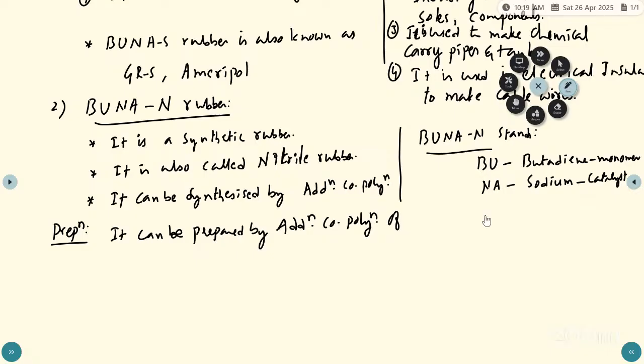And N stands for acrylonitrile, which is also a monomer. So Buna-N stands for Bu butadiene, Na sodium catalyst, N for acrylonitrile. And next, preparation: it can be prepared by addition copolymerization of butadiene and acrylonitrile.